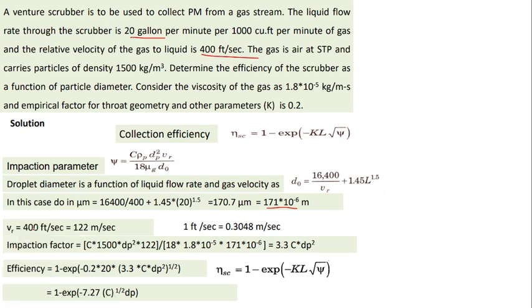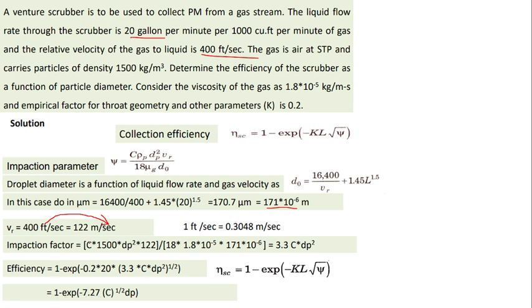Now VR is given as 400 feet per second. Since all the units should be the same, we are converting the feet per second into meter per second. And then the new VR value is 122 meter per second. 1 foot per second is equal to 0.3048 meter per second. Using this conversion, we are calculating the VR.